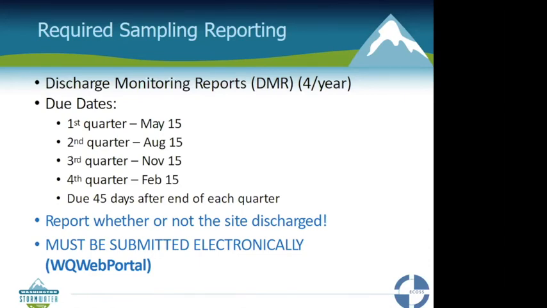You have to report whether or not you discharge any runoff. So again, remember what I was talking about, even if you have no discharge, you have to file the report and check the box that says no discharge. And again, it must be submitted electronically.